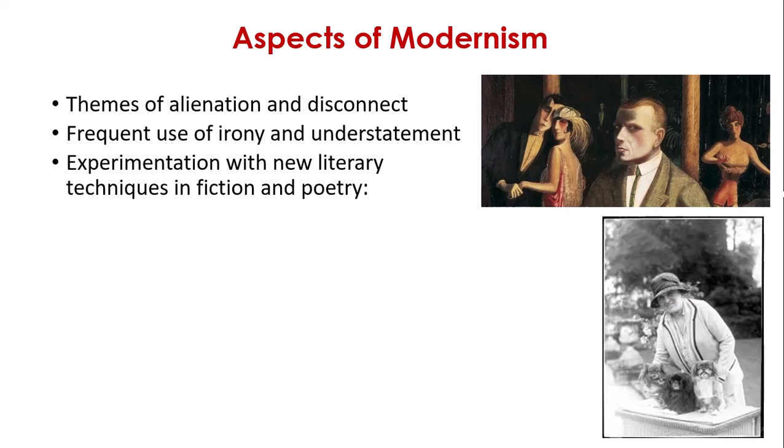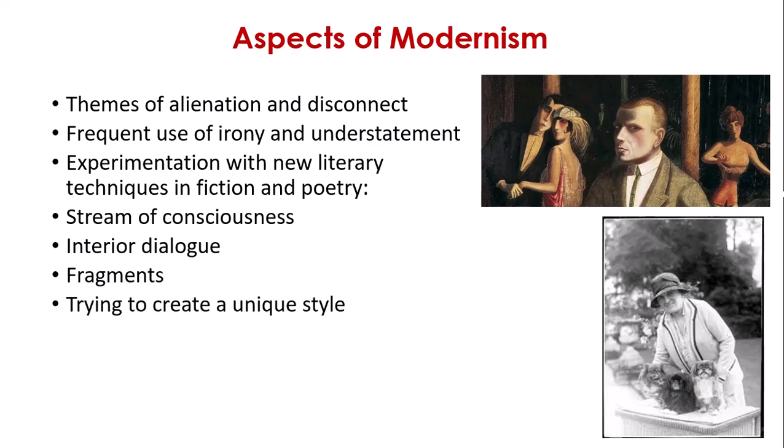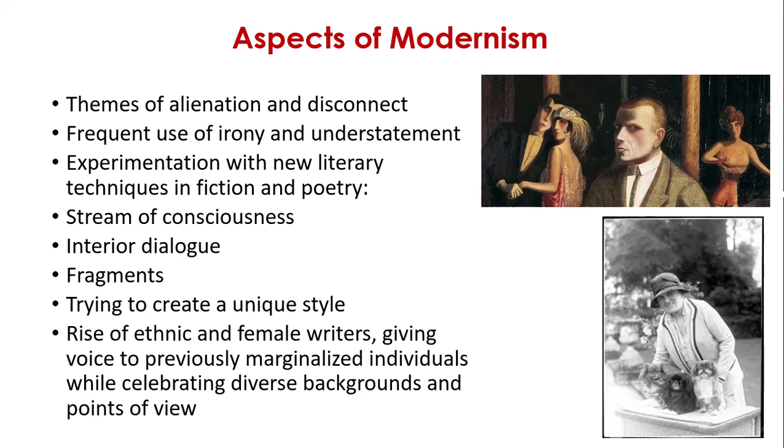I think a lot of these we take for granted now, but they're things like having a flashback or a flash forward, having a narrative that jumps around a bit, as opposed to just going, you know, from point A to point B, having more subplots, those kind of things. Stream of consciousness writing, inner dialogue, fragments. There's a lot of push to create a new style and to experiment. There's also a rise at this point, not a complete rise, but a beginning of more ethnic writers, female writers, trying to give a voice to previously marginalized individuals, celebrating diverse backgrounds and points of view.